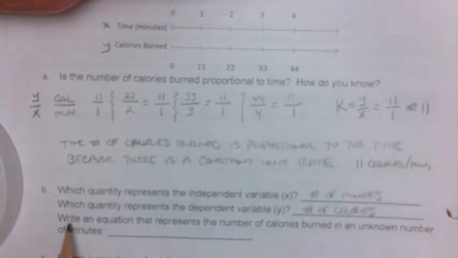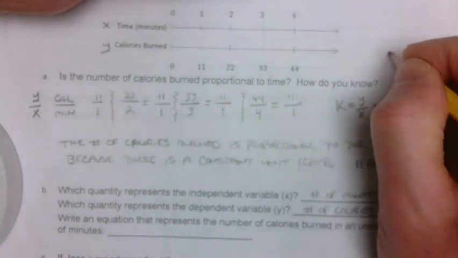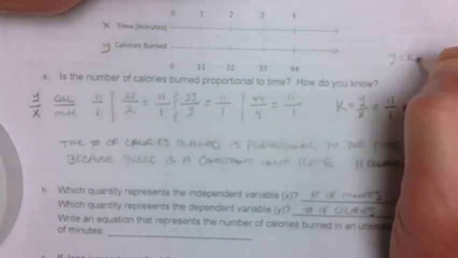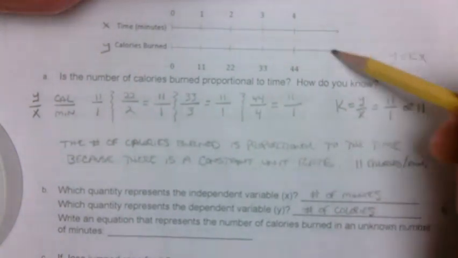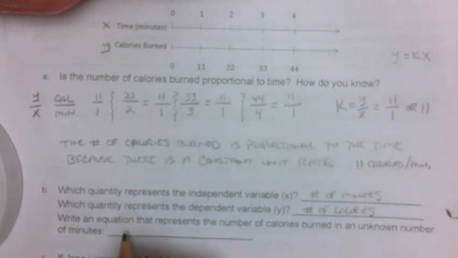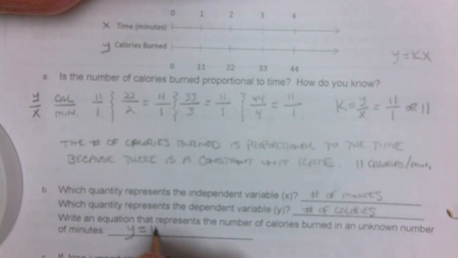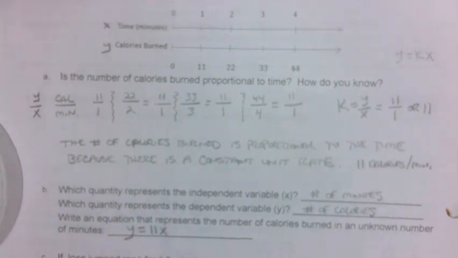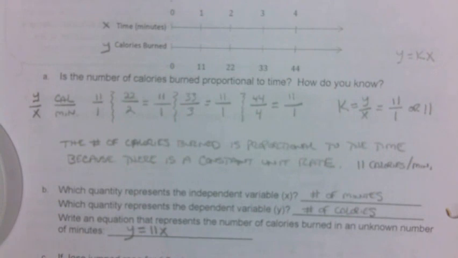So what they want us to do is write an equation that represents the number of calories burned in an unknown number of minutes. So remember, the equation has to look like y equals k times x. Since we know that k equals 11, just substitute that in, meaning that our equation is y equals 11x. This equation can be used to determine how many calories are burned in any number of minutes.